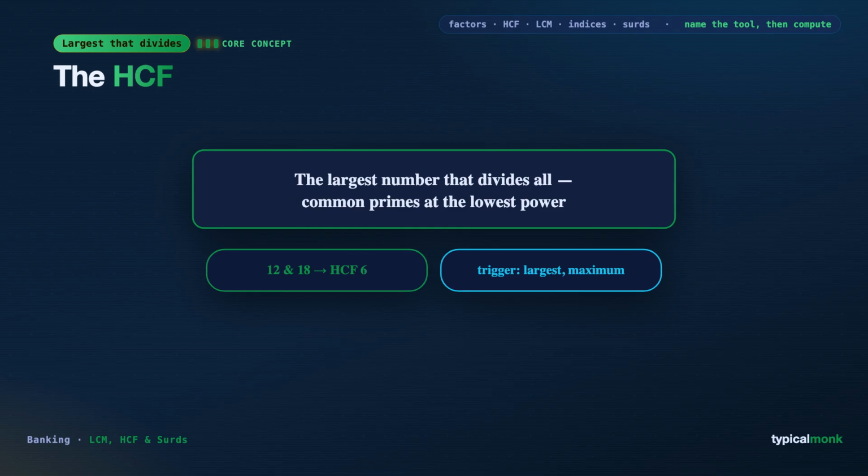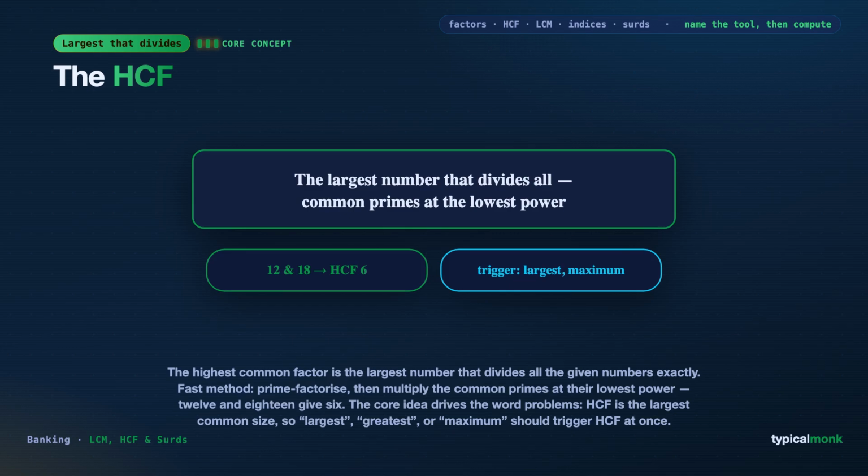That single trigger, the words greatest, largest, or maximum, will guide you correctly again and again. So the takeaway: the HCF is the largest number that divides all the given numbers exactly, found fast by multiplying the common prime factors at their lowest powers, and it answers questions about the greatest or maximum size that fits evenly into several quantities.